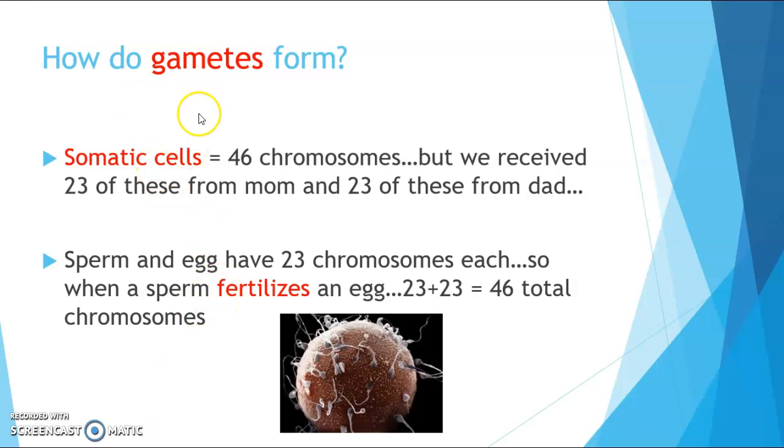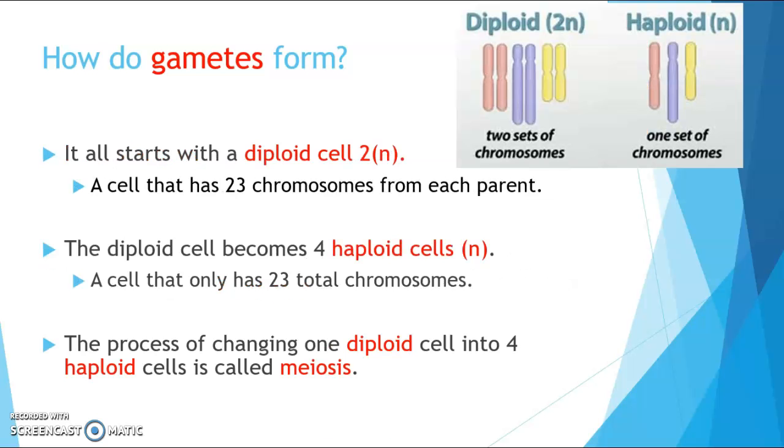Continuing with how gametes form, we know that gametes are sperm and egg, so where are these produced in our bodies? For females, eggs are produced in the ovaries, and sperm are produced in the testes or the testicles. So we have the locations of where these are formed, and we haven't quite gotten to the process of how they are formed, because there's a little bit of information that we need to cover before we get to that.